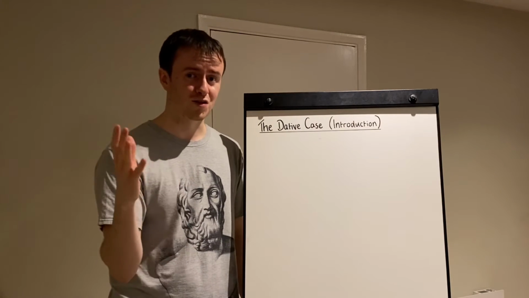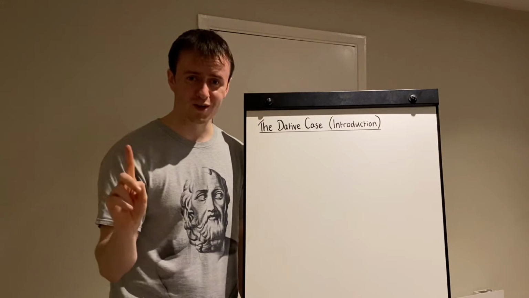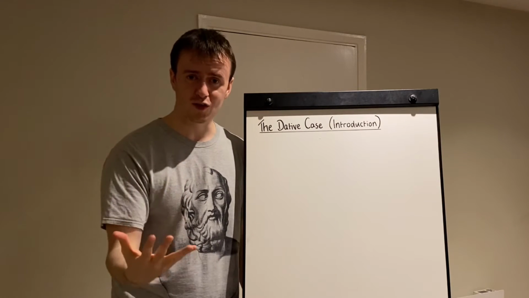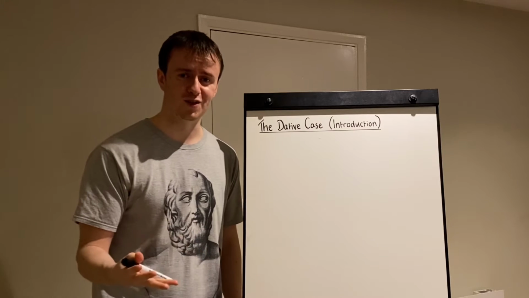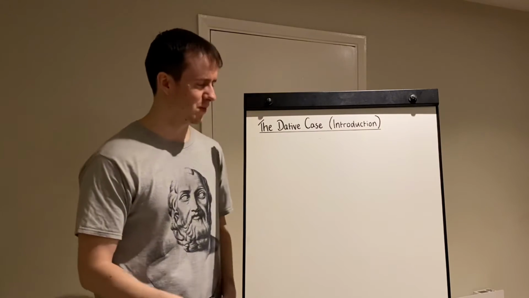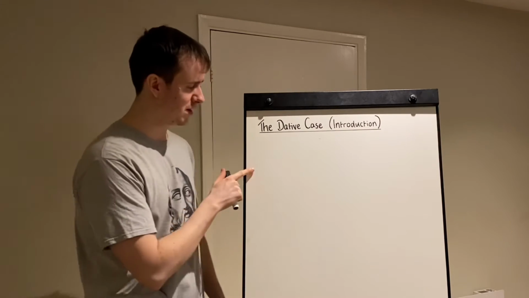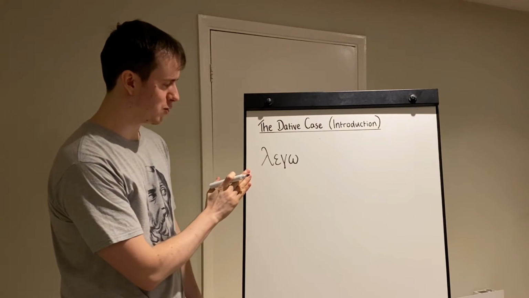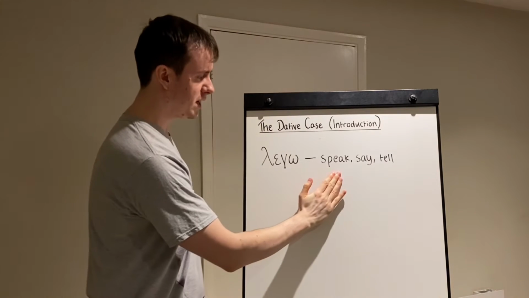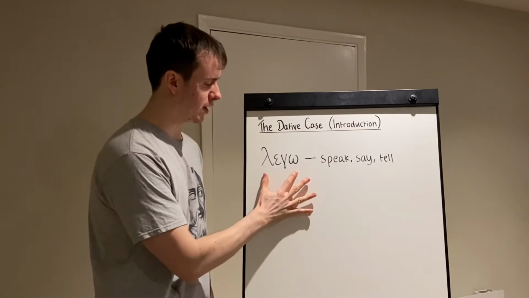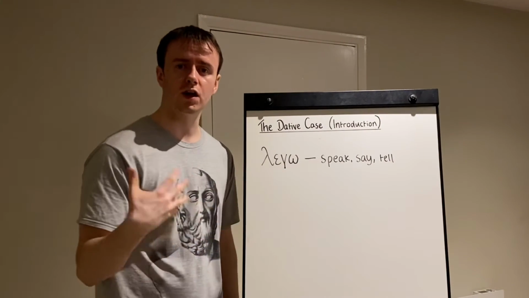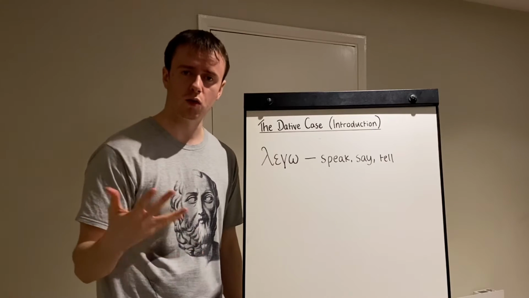And the second thing that I have to say to you before we look at these examples is that I must remind you of the meaning of one verb and introduce you to a new verb, because these two verbs are pretty essential to the dative case. And the first of them is λέγω. And λέγω means speak, say, or tell. And we know that this particular form, λέγω, means I speak, I say, or I tell.